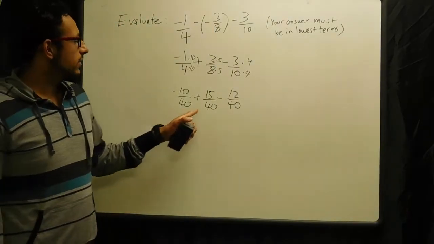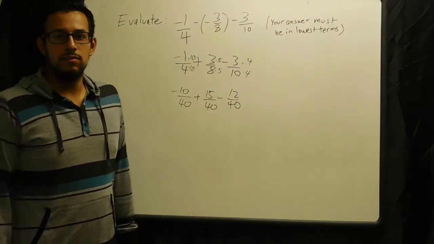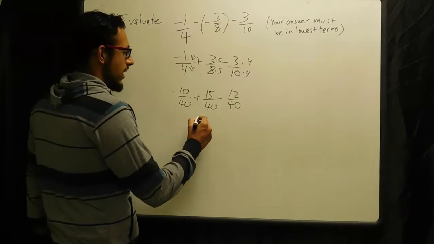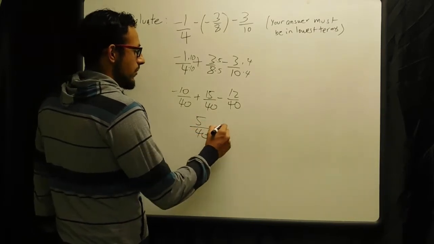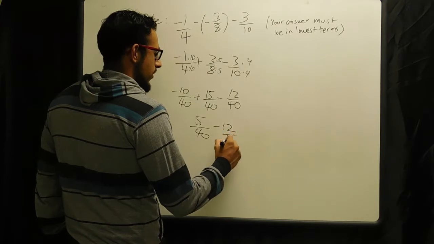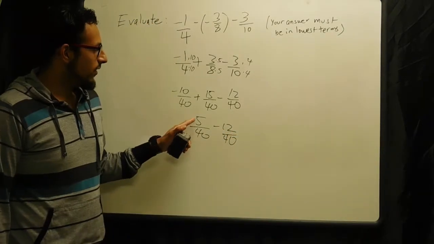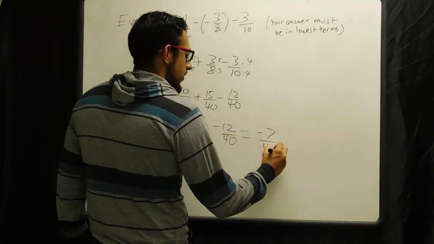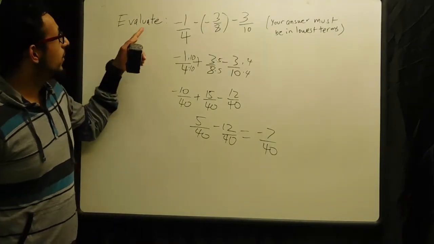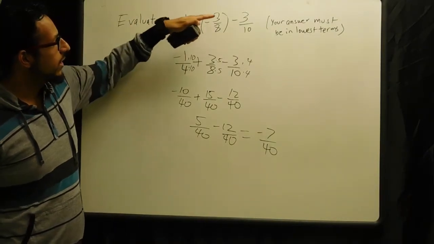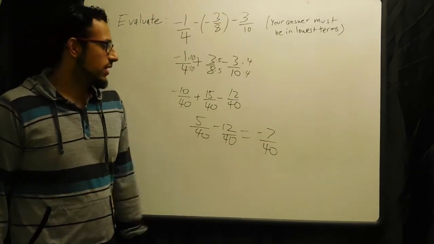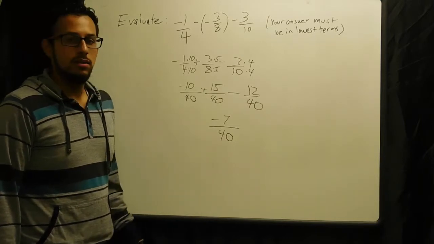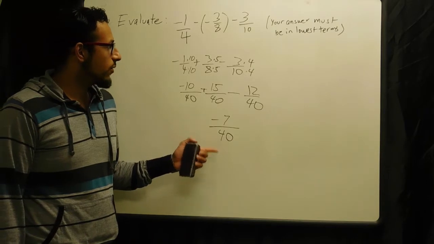So now, since they all have the same denominator, we can just add and subtract fractions easily. So negative 10 plus 15 gives you 5. So this is going to be 5 over 40 minus 12 over 40. So now 5 over 40 minus 12 over 40 gives you negative 7 over 40. So when we evaluate negative 1/4 minus negative 3/8 minus 3/10 in lowest terms, it gives us negative 7 over 40. And we got to make sure this is in lowest terms. And it is. So our answer is negative 7 over 40.